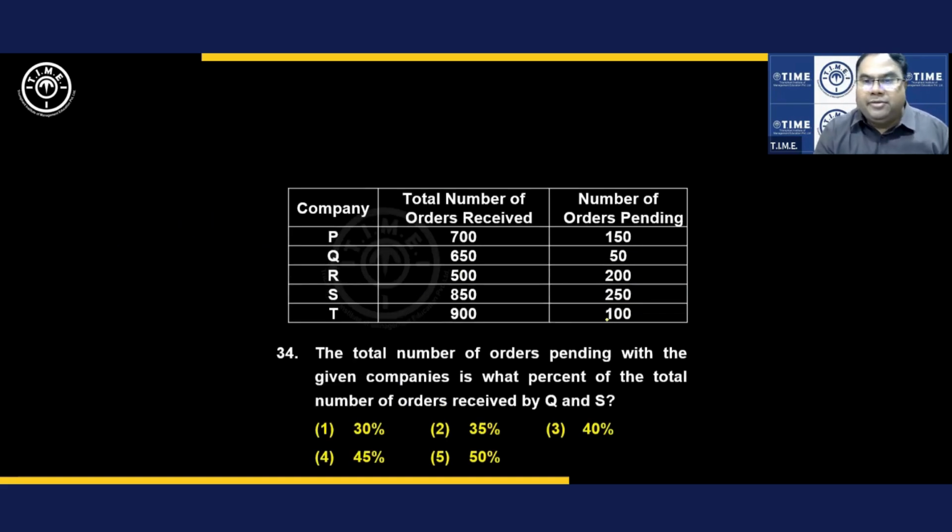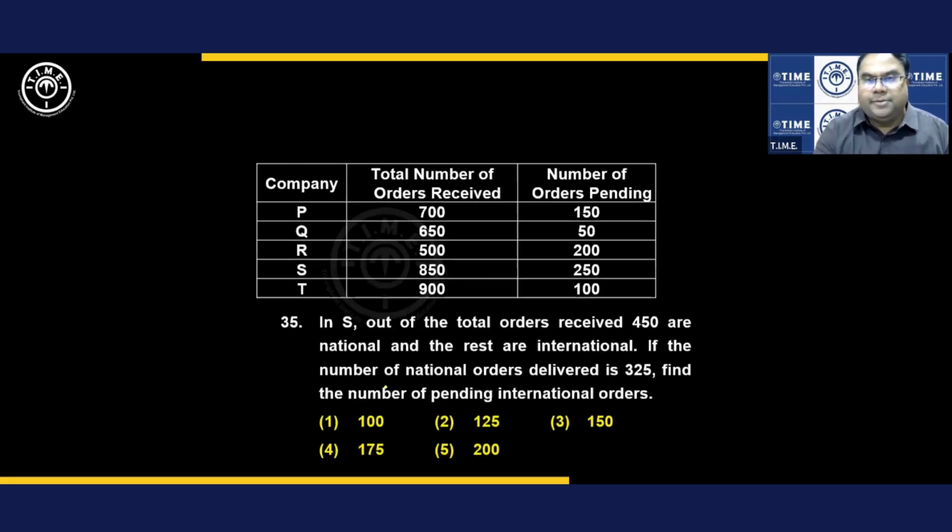Total number of orders pending with given companies: 200, 400, 650, 750. Is what percentage of total number of orders received by Q and S? 650, 850, 1500. 750 by 1500 into 100. It is 1 by 2. 50%. 50% is present in choice 5.